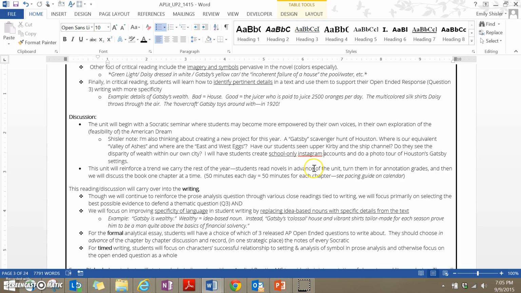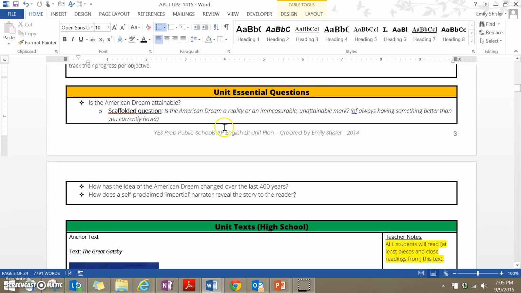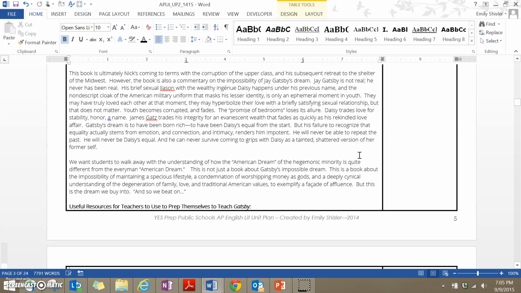Students should read the book in its entirety before this unit begins. So really, as soon as possible, get Gatsby in kids' hands and have them reading it for the literal and understanding for the literal. There are major things happening in this unit, which I'm going to talk about in just a minute.